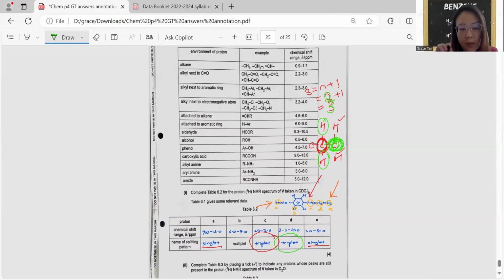Now, the chemical shift for A is the carboxylic acid type. I use the highlighter: A is a carboxylic acid proton, so you will use 9 to 13 over here. Now, aromatic here. This is an aromatic proton, so the aromatic proton range is this part, 6 to 9 ppm.